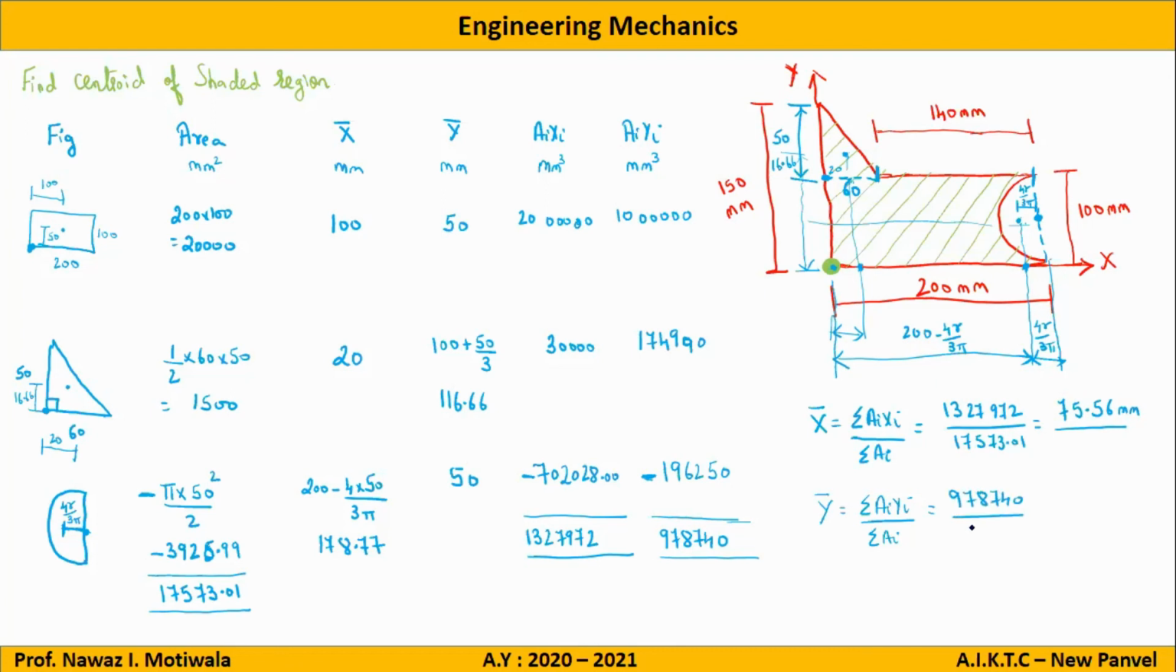And similarly for Ai yi, it will be 978740 divided by the area, which is the same, 17573.01. On solving, I will get the answer for y bar as 55.69 mm. So finally, the centroid coordinates are x comma y, that is 75.56 comma 55.69 mm. And this completes the solution.